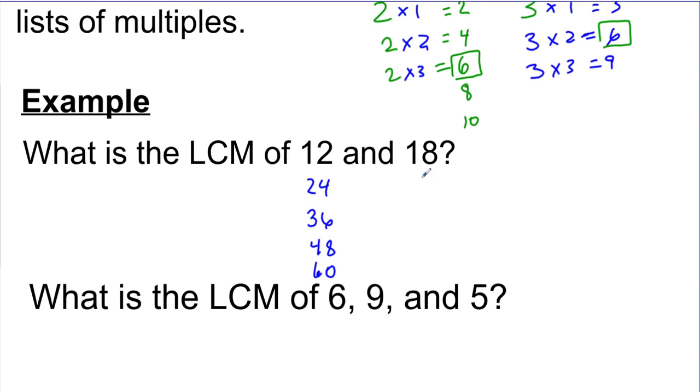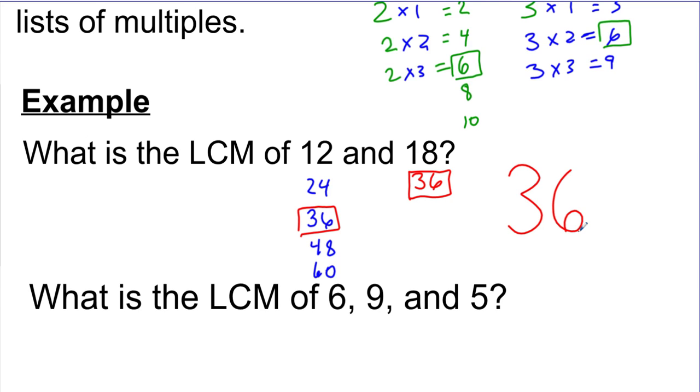I don't want to create more work for myself. Well, 18 times 1 is 18. 18 times 2 is 36. And I'm going to stop there because I just found my common multiple on these lists. Right? There's 36. There's 36. And so my answer is 36. 36 is the smallest number that is a multiple of 12 and a multiple of 18, right? Showing up on both lists.